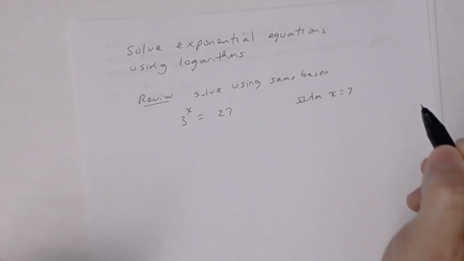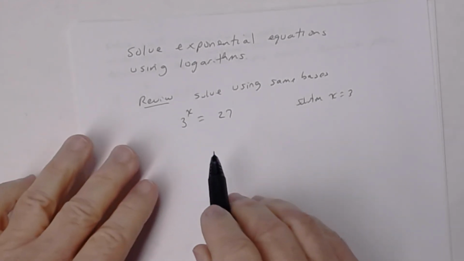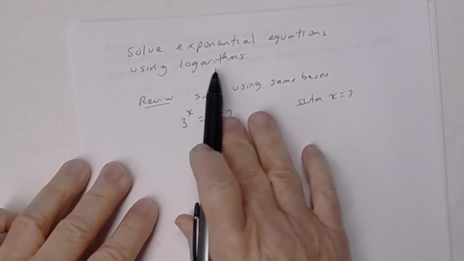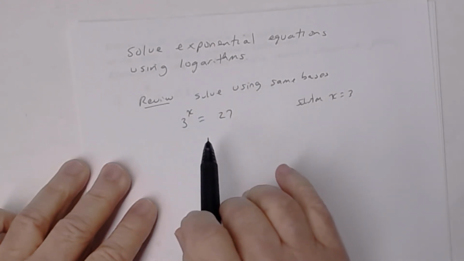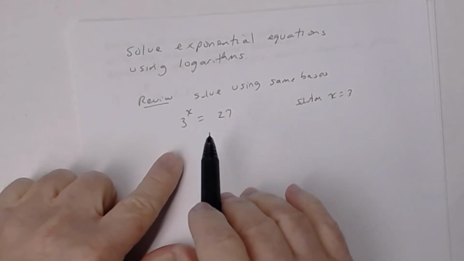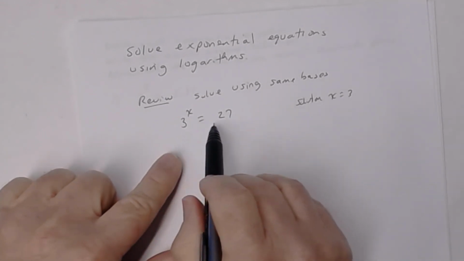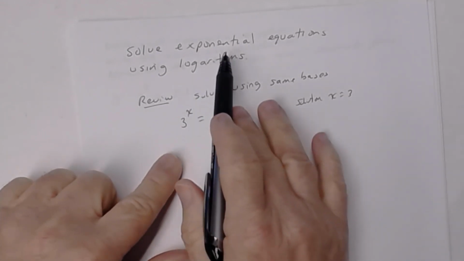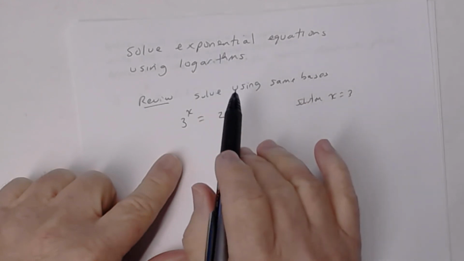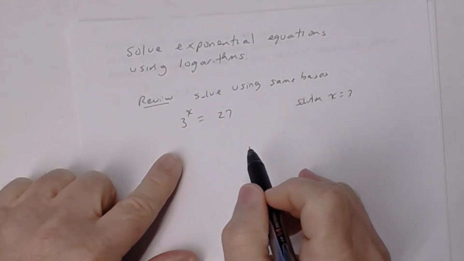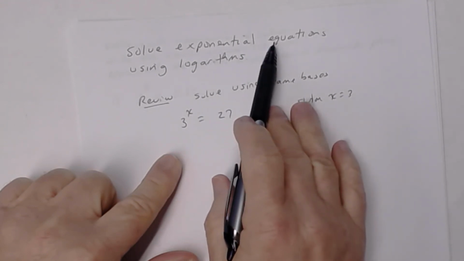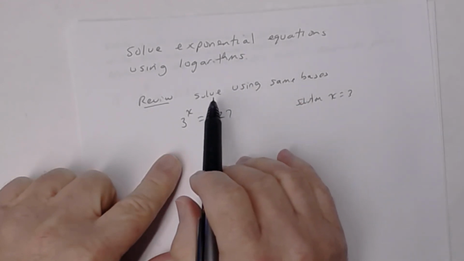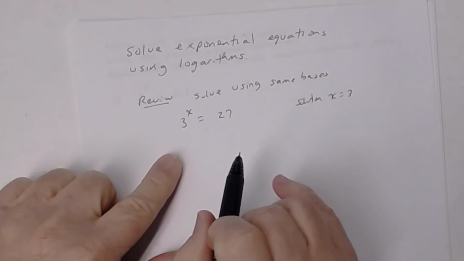Again, that's a very simple example, but I'm going to use this example and do this problem using logarithms in a little while. I just want to remind you that the most efficient way, whenever possible, when solving exponential equations is to get the same bases. But not all exponential equations can be rewritten using same bases.